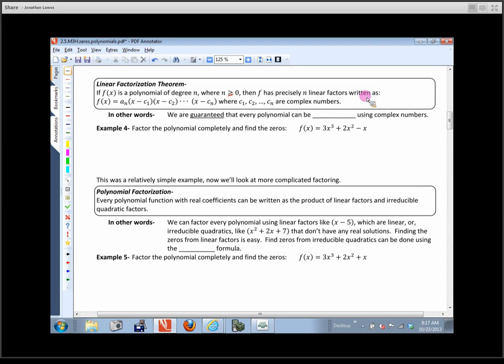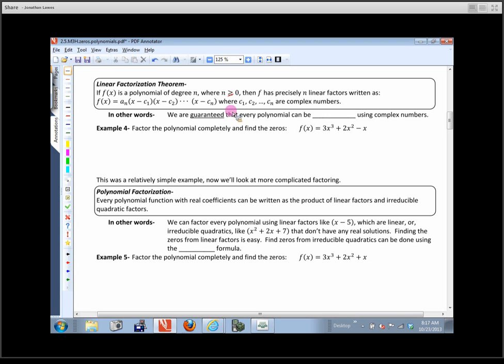Okay? And we're going to be able to make it look like this. So there might be a number sitting out front, a leading coefficient if you want to think of it that way. And then we're going to have x minus a number, x minus a number, x minus a number, where every single one of those is a complex number. So we're going to be able to factor this so they look nice and neat like this.